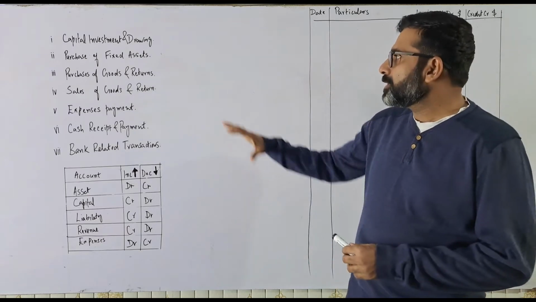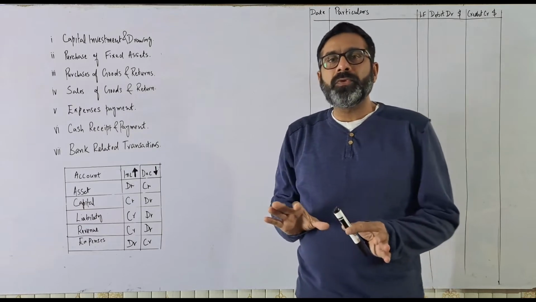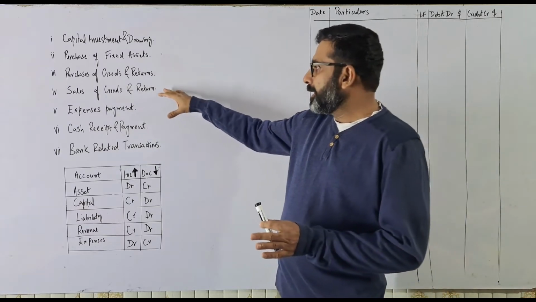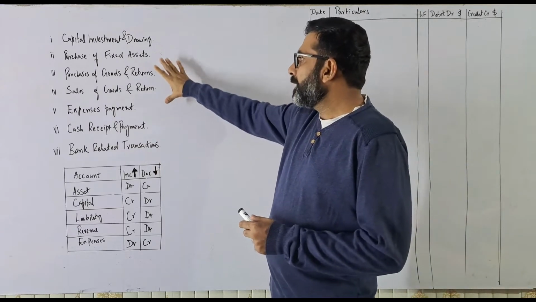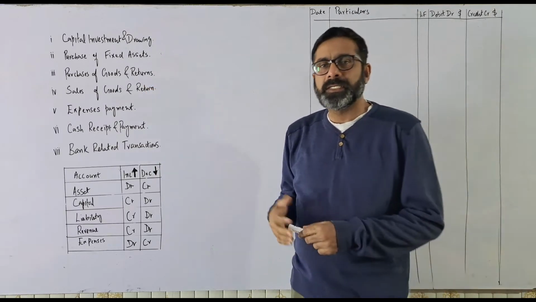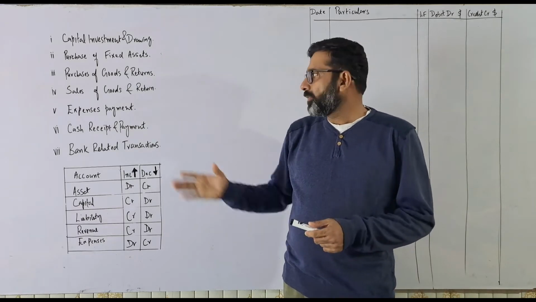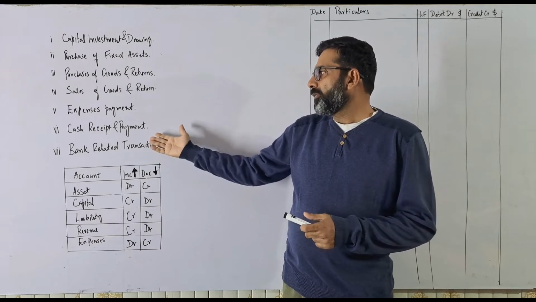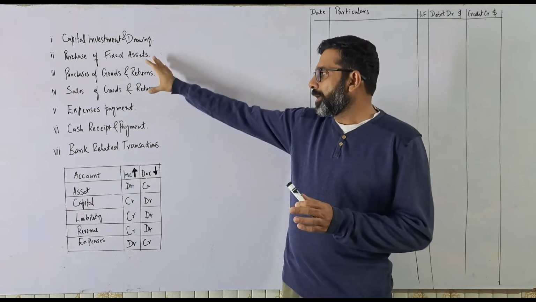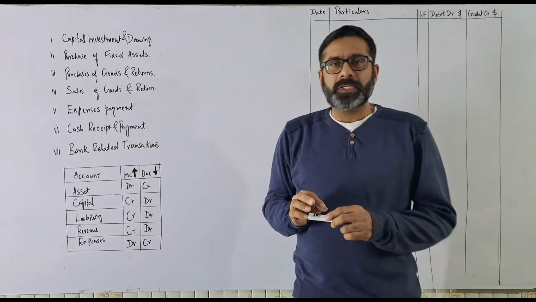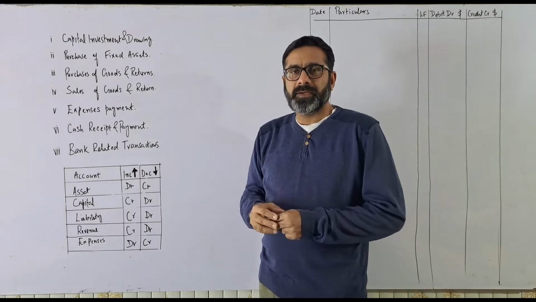Today we have categorized the transactions into four main things, and then again three things. The first four are related to purchases, sales, fixed assets and investment, and then we have receipts of cash, bank-related transactions and expenses. So in total there are almost 7 categories of transactions.